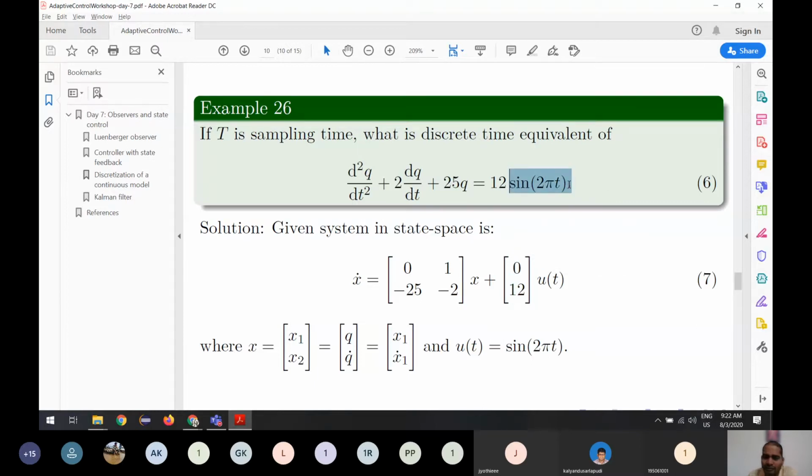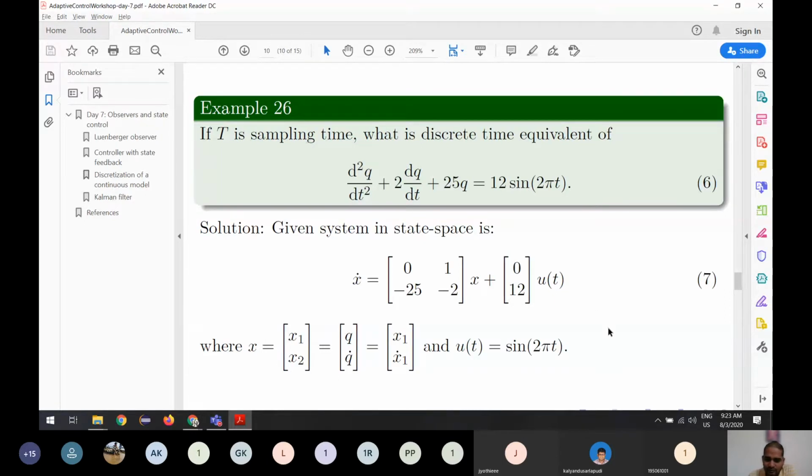There is another way of doing this, and it's not a very big difference. Instead of putting 12 in the matrix and sine in u, we can put 1 here and let u of t be 12 times sine. So you can give 0, 1, and u of t as 12 times sine. It depends on how you want to write it. So this is a way of writing the state space equation.